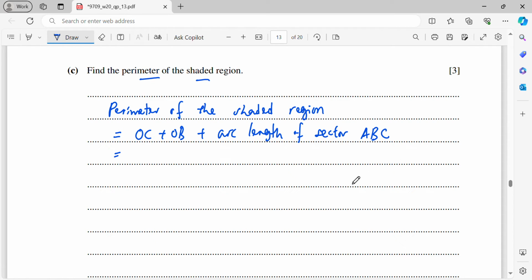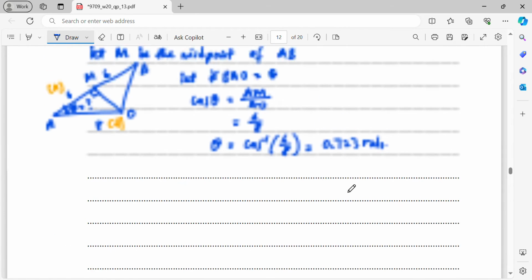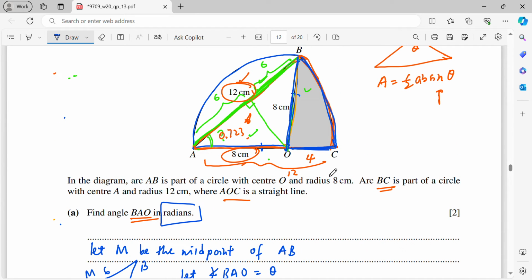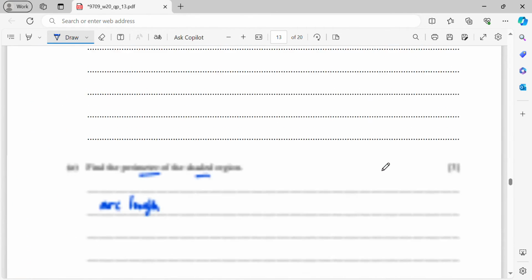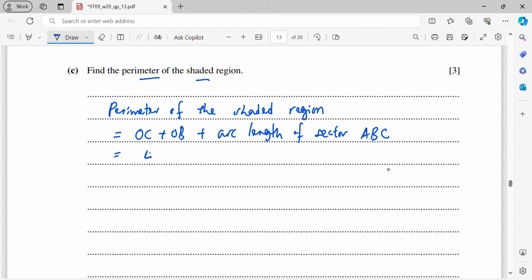So OC is given in the question, the length. OC is 4, OB is 8. Then this is going to be theta R. So theta is 0.723, the R is 12. And now here you will be getting 20.676. Now I round up to 3 significant figures by looking at the 7. So it will be 20.7 centimeters.